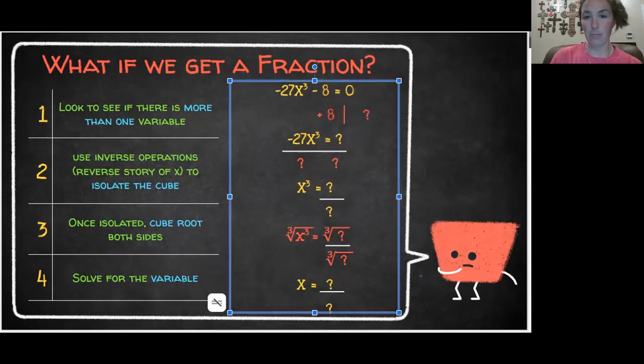8. There we go. And we're going to add 8 on this side. If I do that, these two would cancel out, leaving me with negative 27x cubed, and then 0 plus 8 would leave me with 8. Then the next thing I would need to get rid of is this negative 27. It was multiplied, so we multiplied by negative 27. So the opposite would be to divide by negative 27.